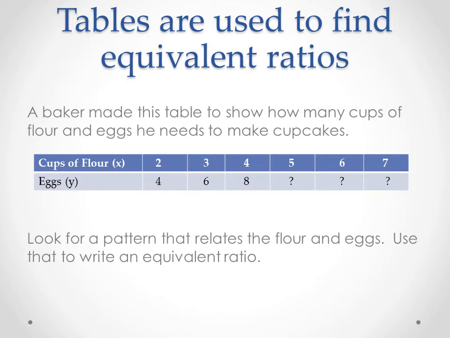Do you see a pattern? For every increase of 1 cup of flour, we increase by 2 eggs. So for 5 cups of flour, we would need 10 eggs. 6 cups of flour would need 12 eggs. And 7 cups of flour would need 14 eggs. Next, we're going to watch a video that shows another method to solve ratios by using a bar model.